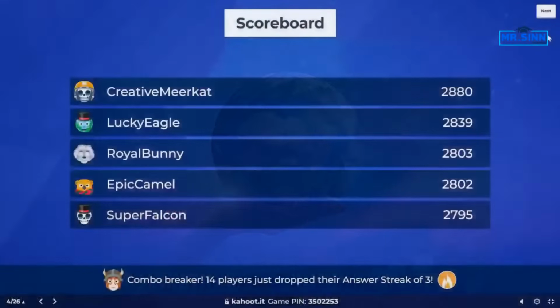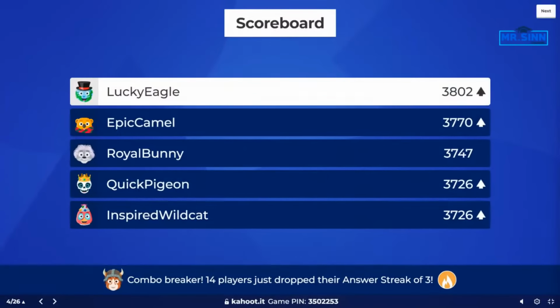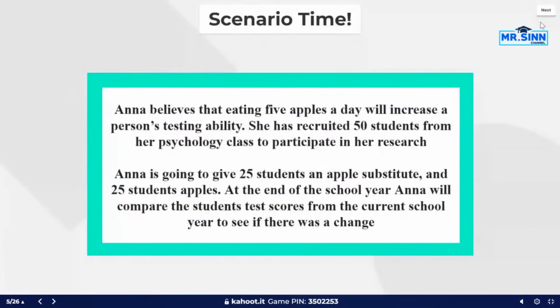All right, we got our leaderboard. Let's quick look at it while we're waiting for our response. It is the Lucky Eagle. Lucky Eagle, yes, taking the lead, followed by the Epic Camel. All righty. All right, we have a scenario.